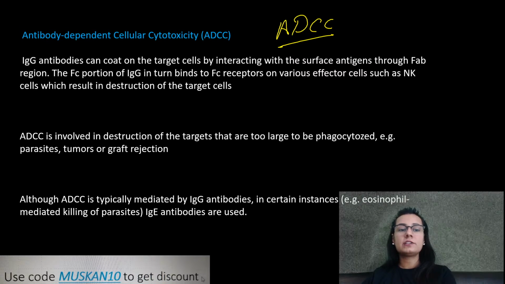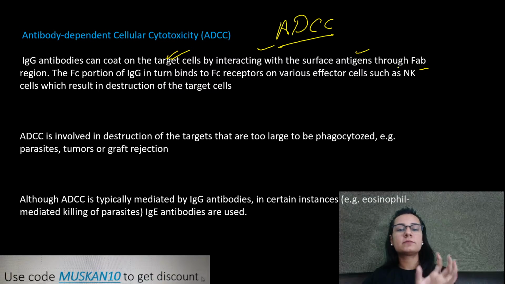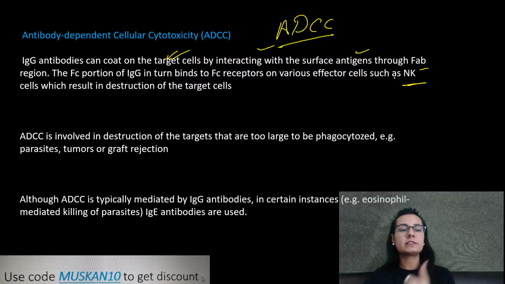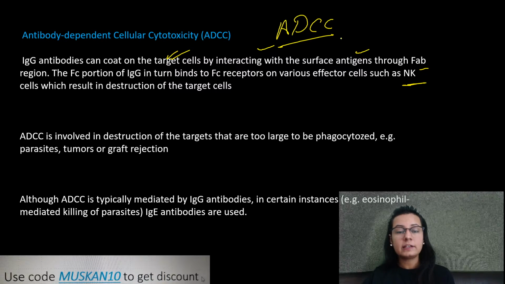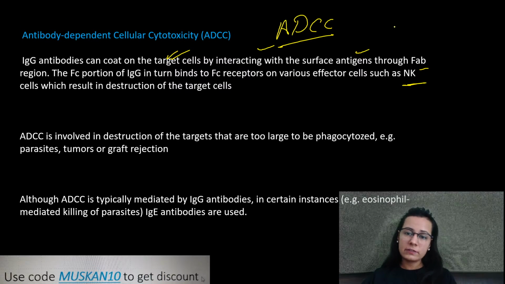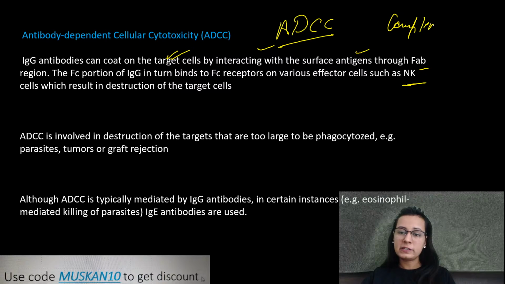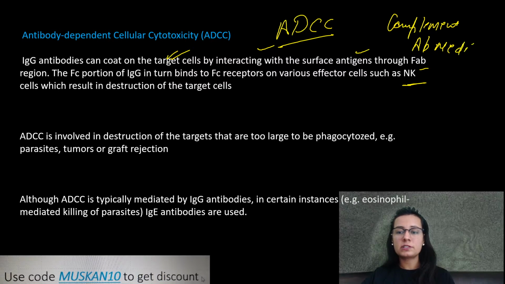So, antibody dependent cellular cytotoxicity. The IgG antibody can coat the target cell by interacting with the surface antigen, that is the Fab, and the Fc region in turn binds to the various effector cells such as the NK cells, which results in destruction of the target cell. So, type 2 hypersensitivity can be both the complement mediated as well as the antibody mediated cytotoxicity.